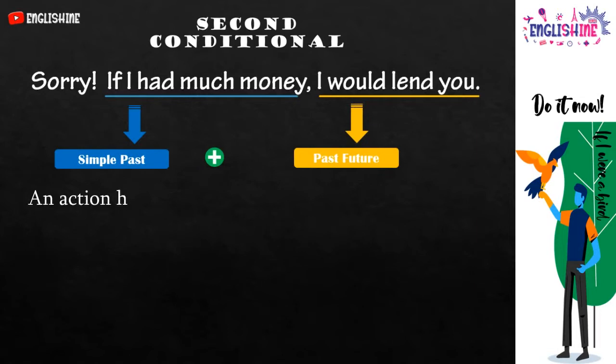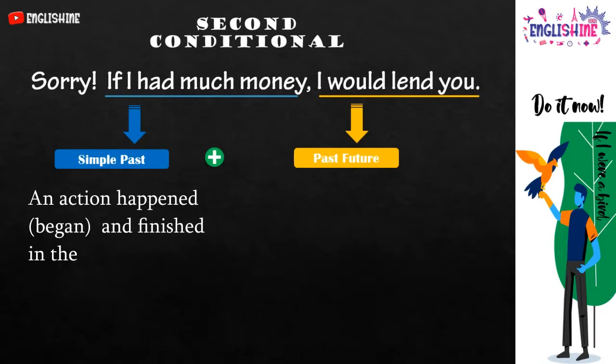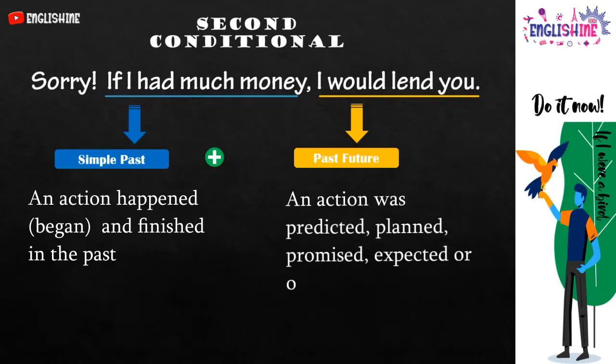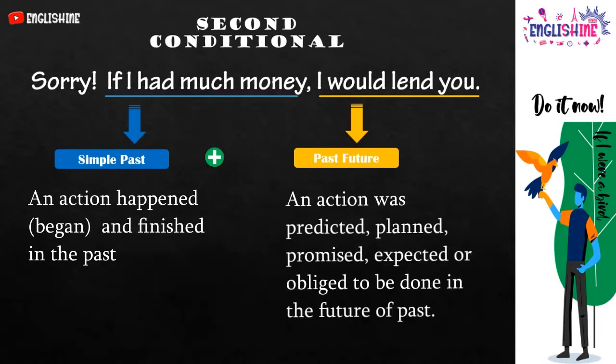Simple past tense shows that you're talking about something that has already happened in the past. It emphasizes that the action is finished in the past. And past future is used to express the idea that in the past an action or event was predicted, planned, promised, expected, or obliged to be done in the future of the past.